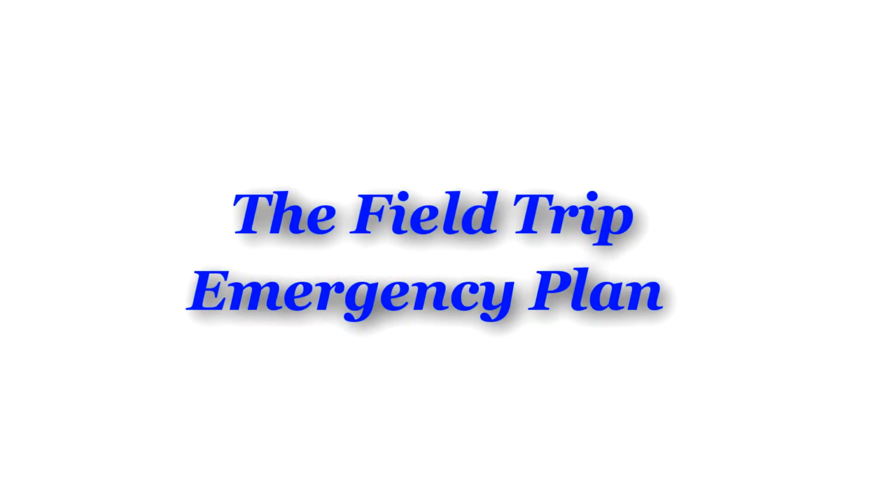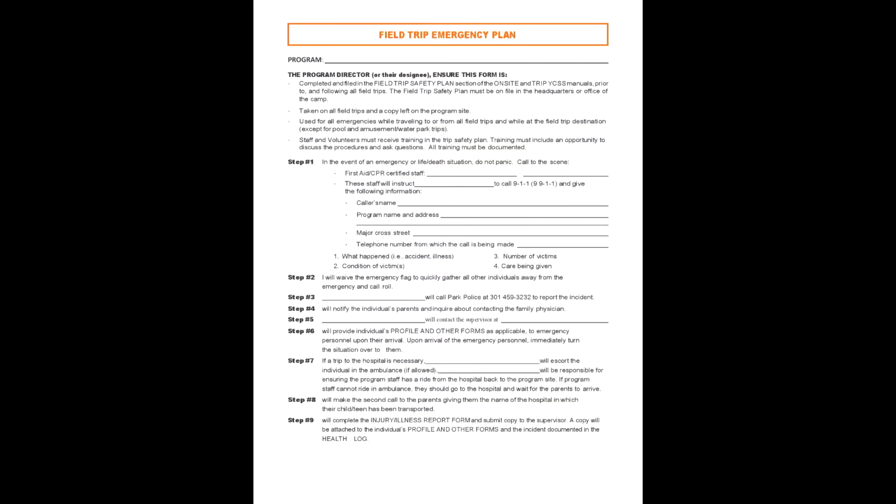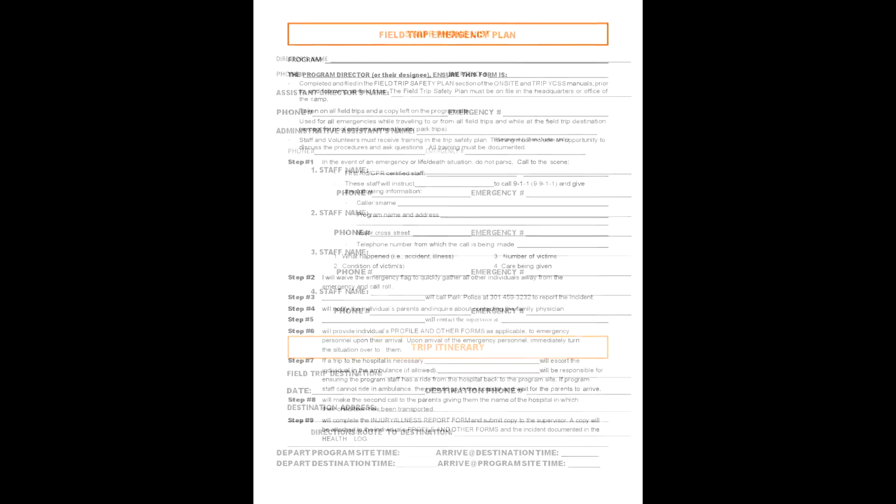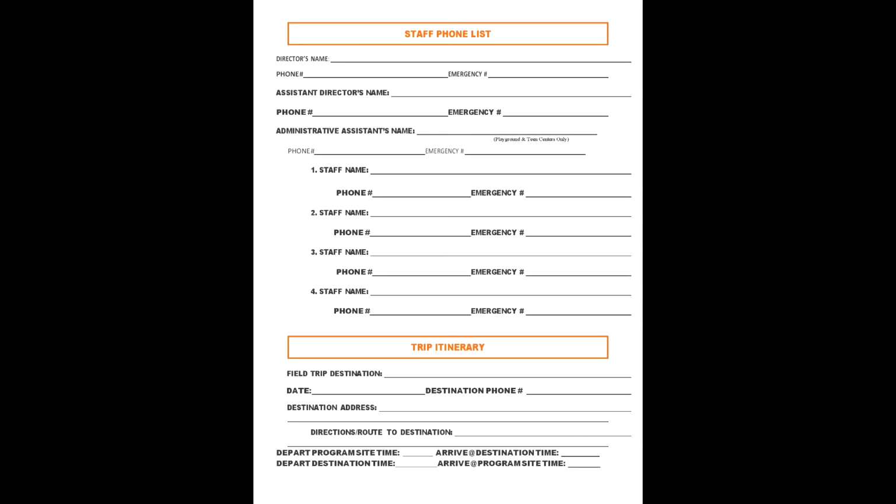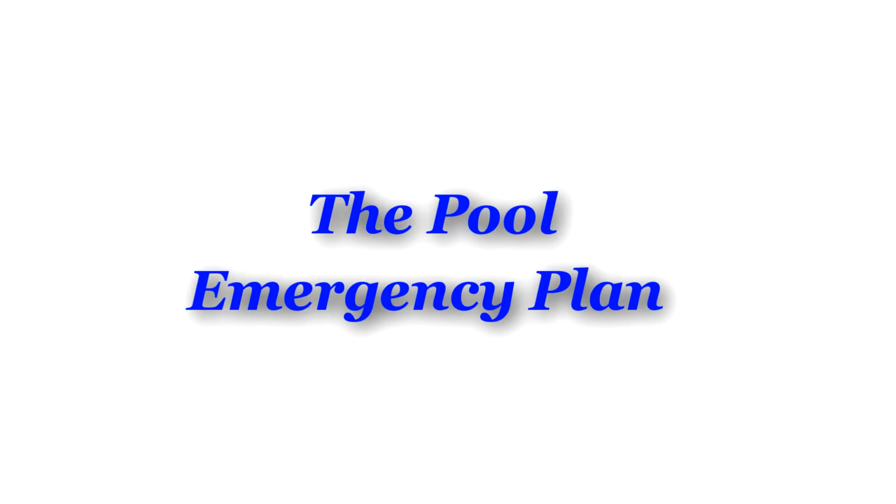The field trip emergency plan. The field trip emergency plan is used for all field trip emergencies and should be completed each time there is a trip, indicating only those staff taking the field trip. This plan should be completed the morning of the trip, prior to departure, to ensure it is most accurate. One copy of the form is to be left at the program site, and another copy goes in the trip binder.